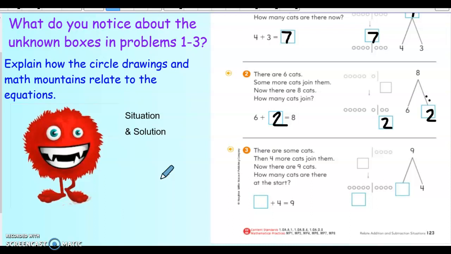Number 3, there are some cats. Then 4 more cats join them. Now there are 9 cats. How many cats are there at the start?